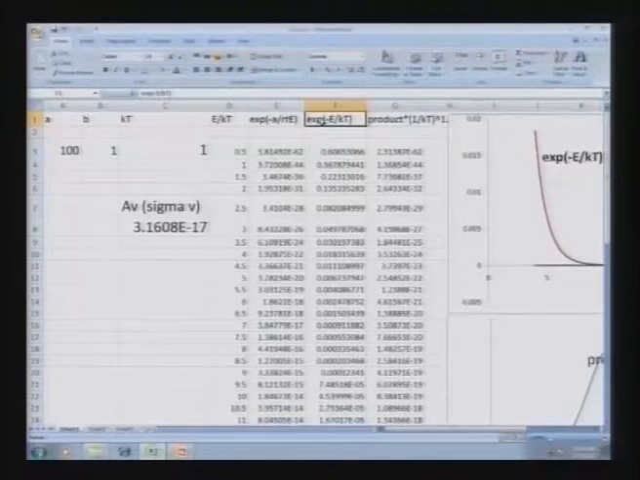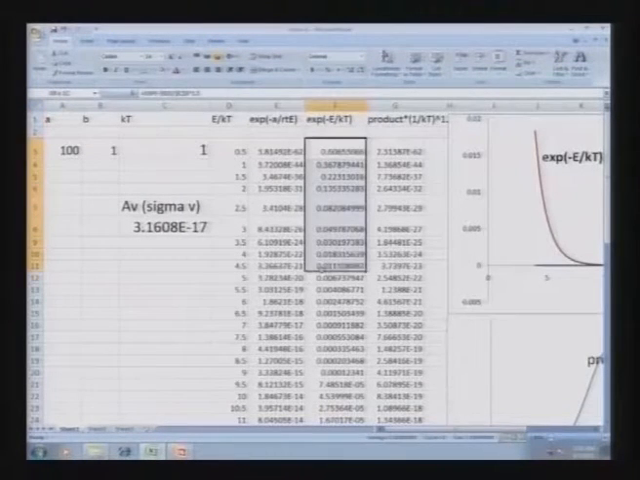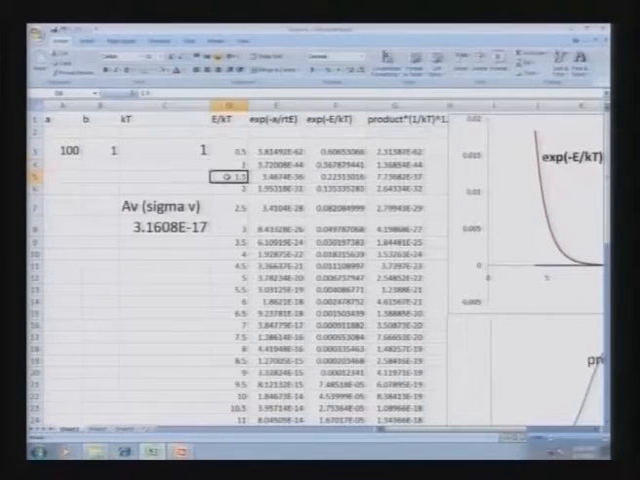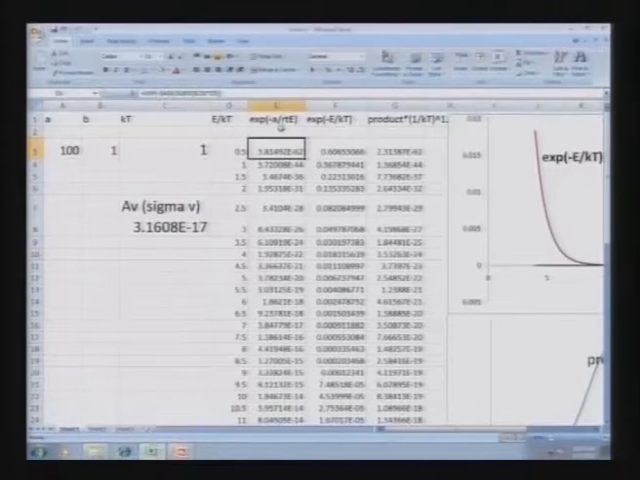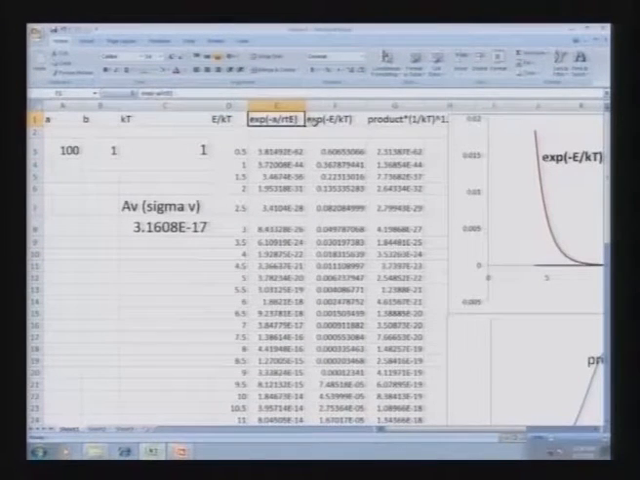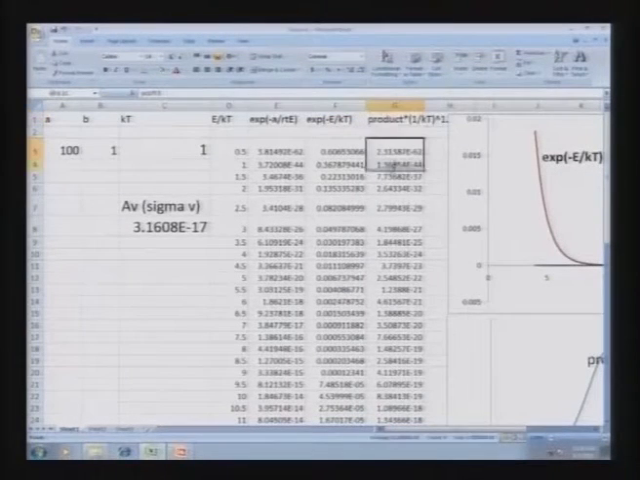And then we have the second factor, e to the power minus capital E by kT. So, that is this column. So, we have calculated for each energy, these are the different energies I am considering at an interval of 0.5 kT. At each of these energies we are calculating this e to the power minus a by square root of E, e to the power minus E by kT, and then the product of the two terms is in this column. Okay.